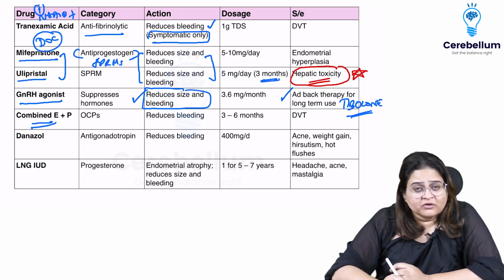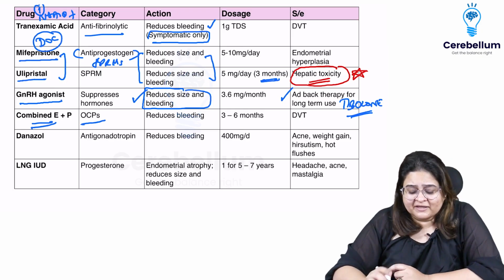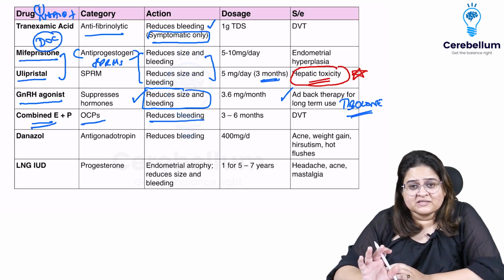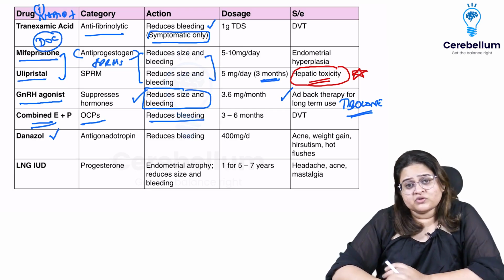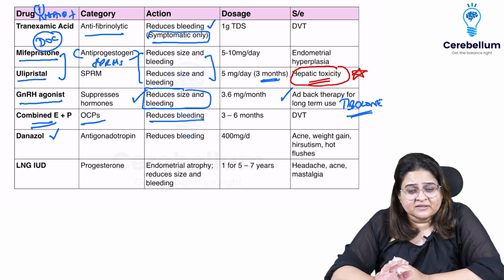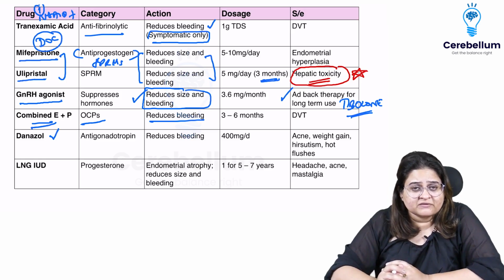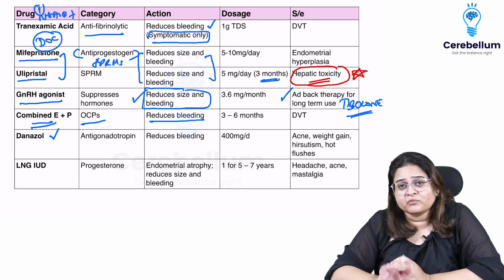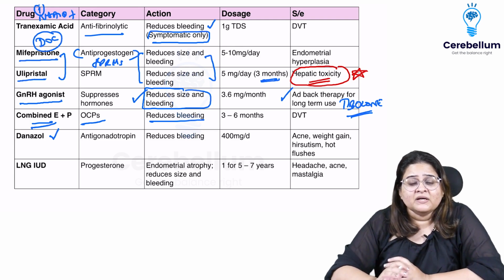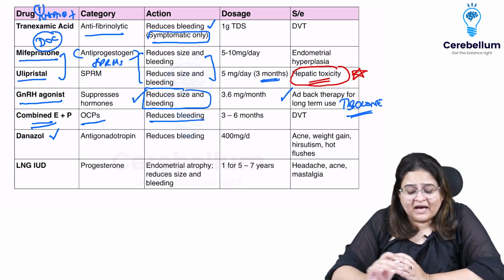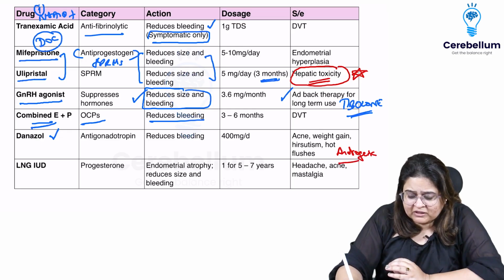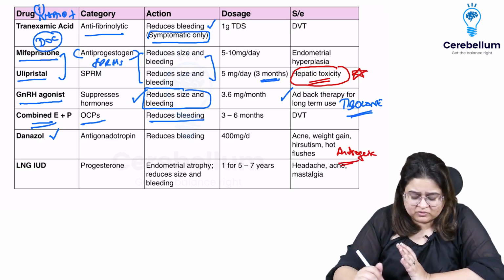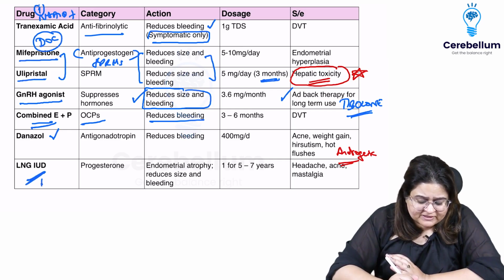Combined oral contraceptive pills can also be given, but they are again symptomatic. They will not reduce the size of the fibroid. Danazol is a drug which used to be used many decades earlier. It was one of the best drugs that was given, and it was also given very commonly in endometriosis. But remember, it causes a lot of androgenic side effects. Because of the androgenic side effects, it went into disrepute, and now it is hardly available in the market also.